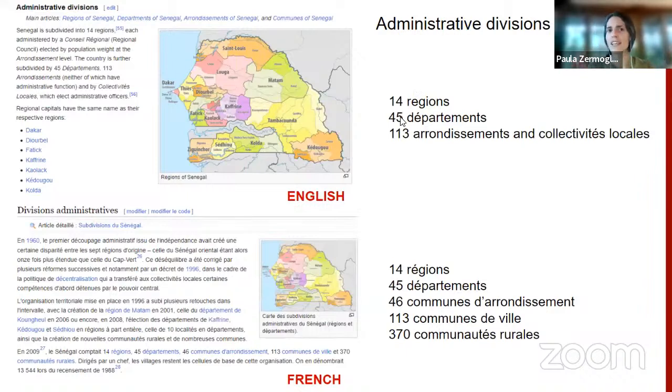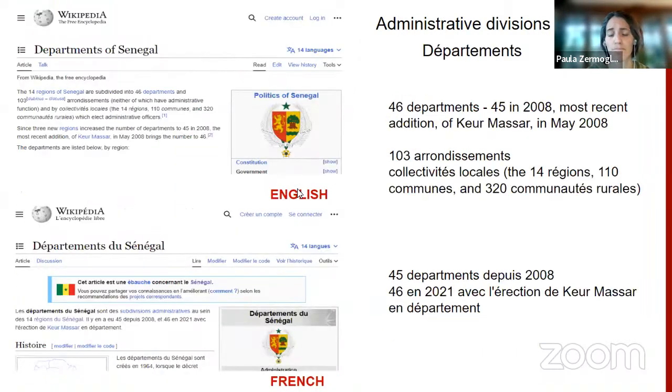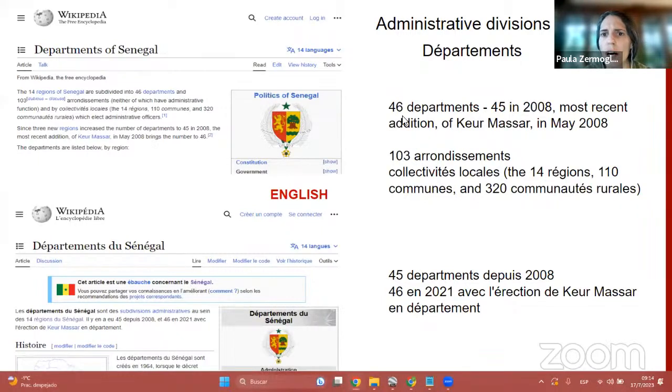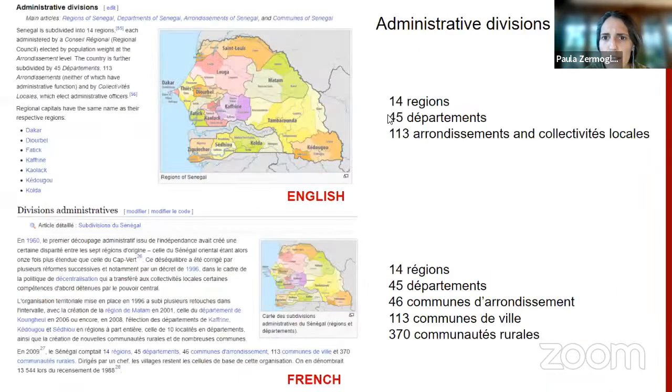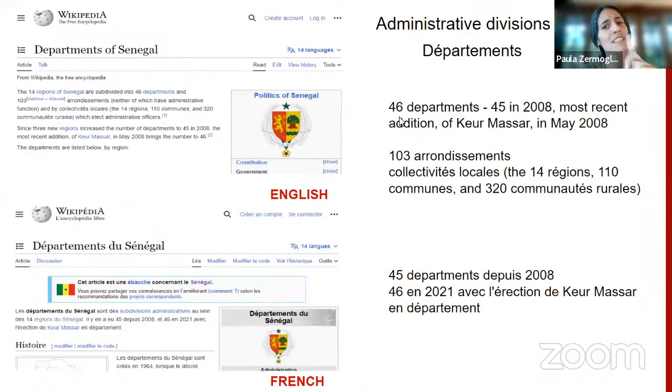This seems to match. So I went a little further and I said, okay, if we're fine up to here, this is consistent, let's look at the departments and see what they say. And I looked at the departments, again in English and in French. So in English, it says that it has 46 departments. So check this out. In the previous one, it said it had 45. And now it's telling me, no, it has 46.